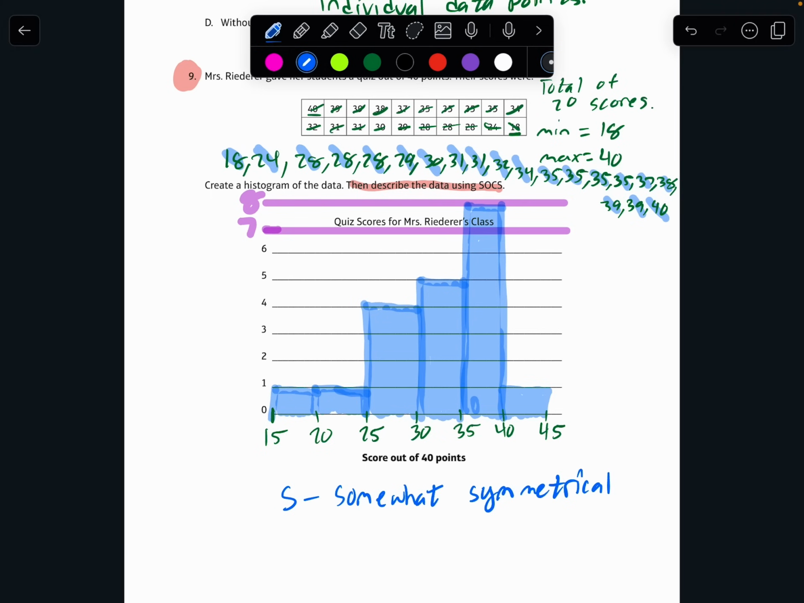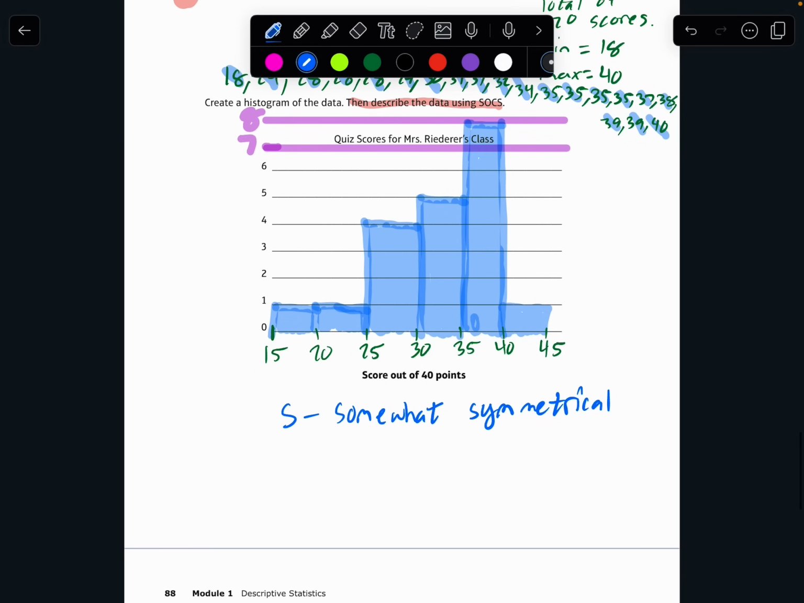It could possibly be skewed more to the left. Honestly, it's just based on how you explain yourself, but to me, I see it more as symmetrical just because the skewing is not super, super obvious to me. Outliers, I personally don't see any, so no outliers.